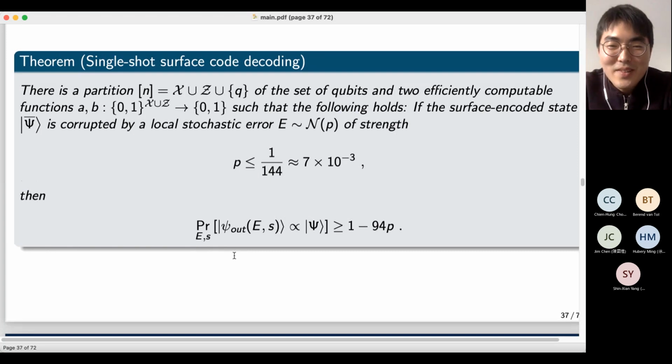So in our paper, we proved the following theorem. If the local stochastic error has strength p less than 1/144, then this output state is proportional to the original state with probability greater than or equal to 1 minus 94p.